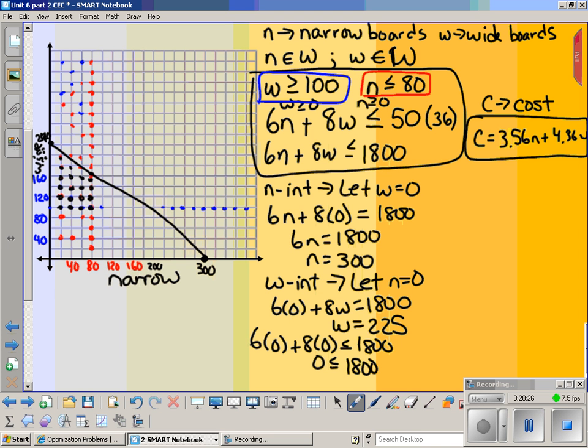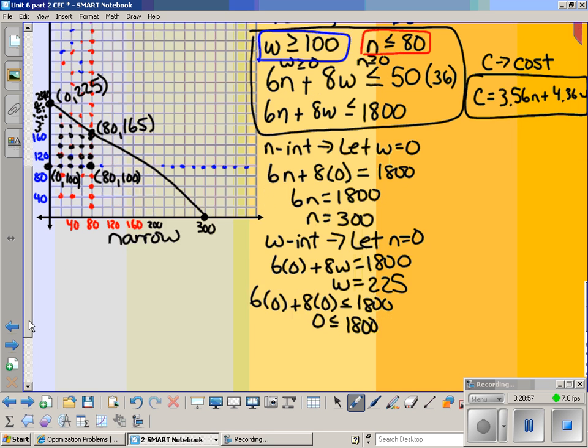So I need to look for my corners. I've got a corner over here. I've got a corner right here, and right here. And those points are at 80 and 100, 80 and approximately 165, 0 and 225, and 0 and 100. So I have 4 corners that I need to check my costs for.